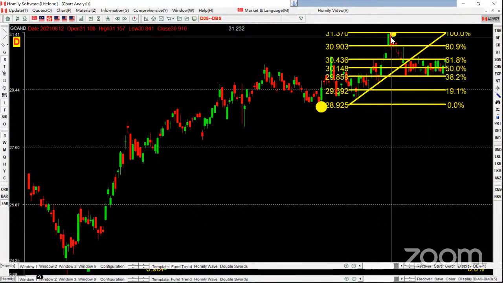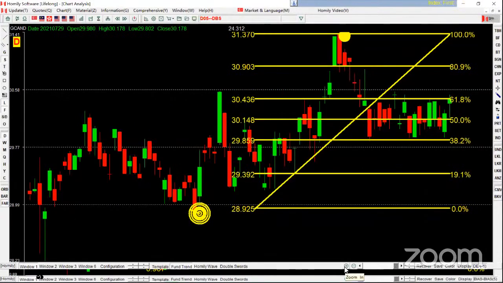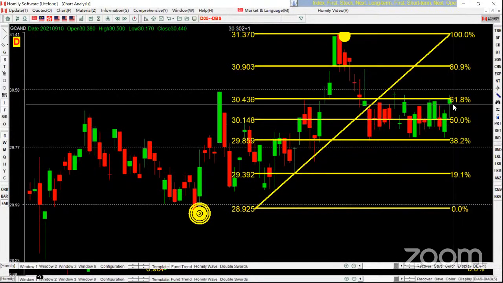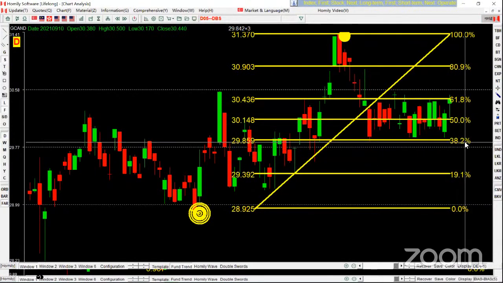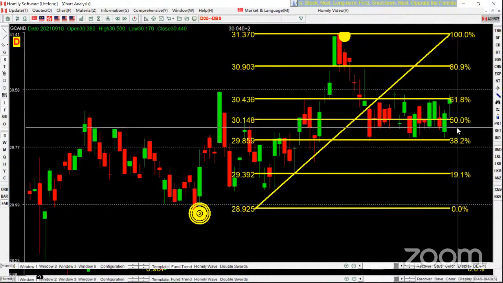So now you can see DBS. You can see DBS actually after it hit the historical high of 31.37, so now it has a correction and moves around 31.8% to 38.2%. It's around this range.